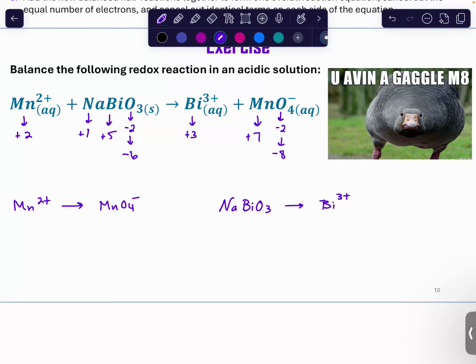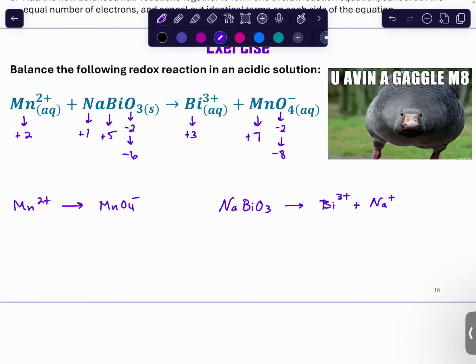We'll get to oxygen. Everything but oxygen and hydrogen. There's no sodium. So how do I want to balance that? Sodium ion. Okay. Now I'm going to balance all of my oxygens with waters.